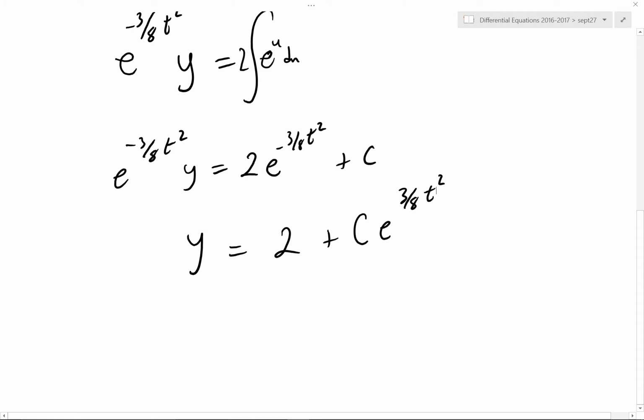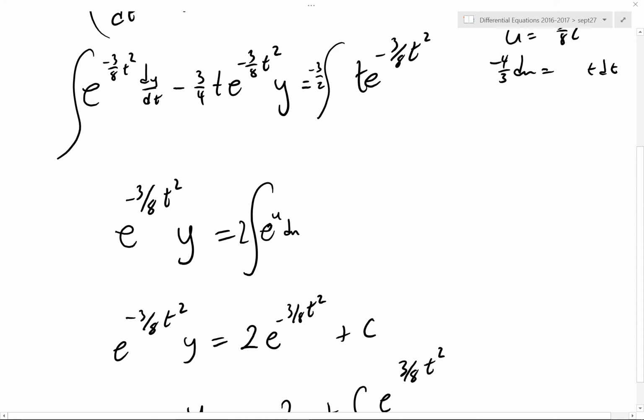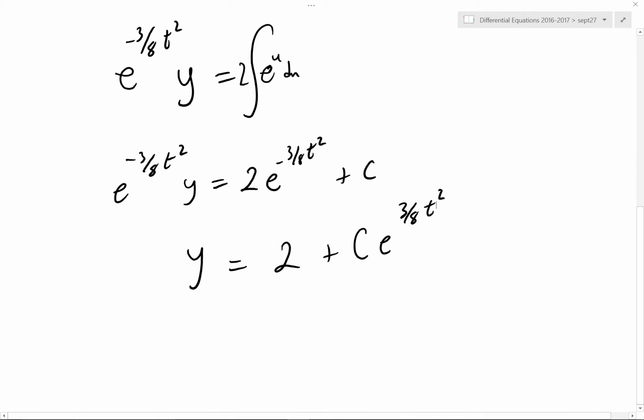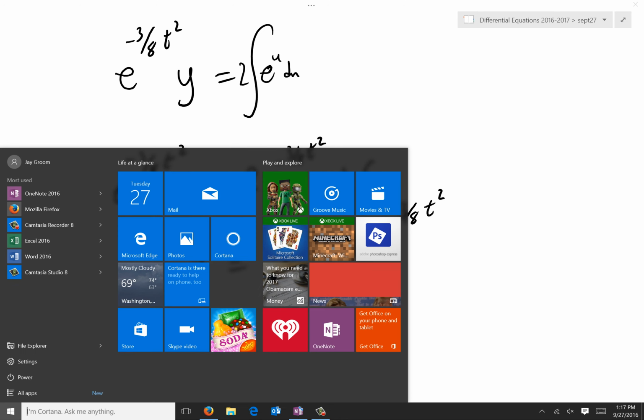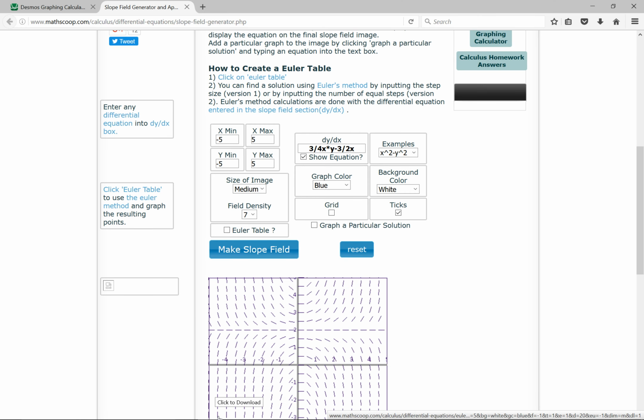Wait, can you go back up? What if my initial condition was 2? What would happen right here? If my initial condition was 2, well, that would be c plus 2 is 2, which would mean c is equal to 2, and you would get y equals 2. On the slope field generator, I see a what at 2? Oh, I know. So if it started at 2, it would stay at 2.